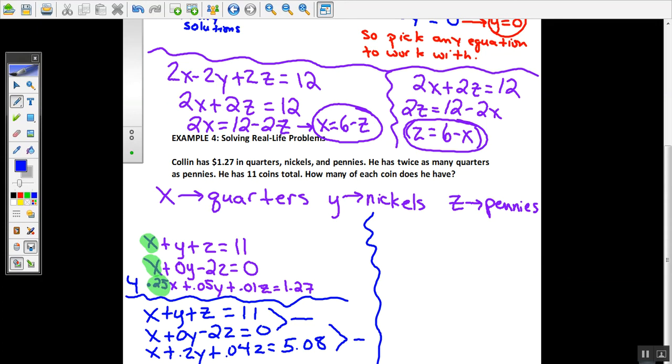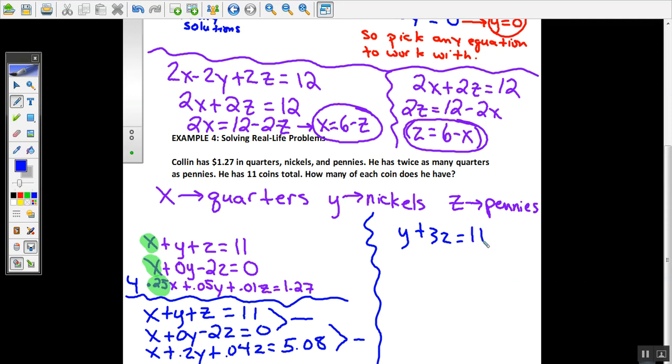What's x minus x going to be, kids? Nothing. What's 1y minus 0y going to be, kids? 1y, right? So we're going to have 1y. What's the 1z minus negative 2z? Careful. When you subtract a negative, this is like adding, isn't it? So won't this be plus 3z? Equals, all right, 11 minus 0. What's 11 minus 0, kids? Okay, so we've got that one.